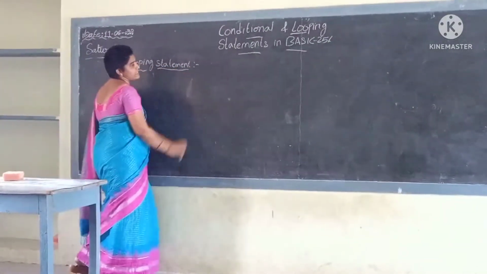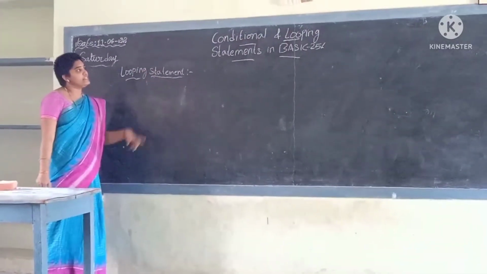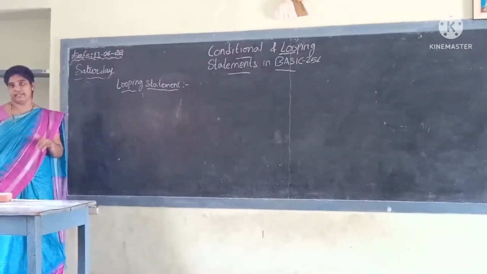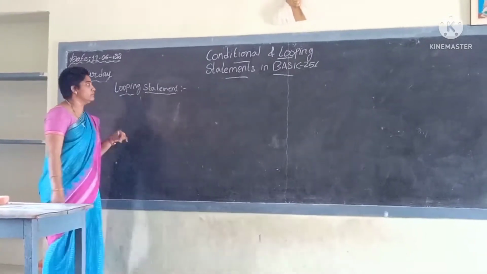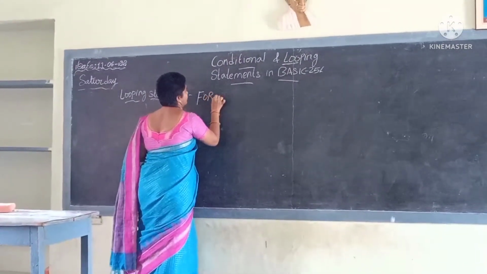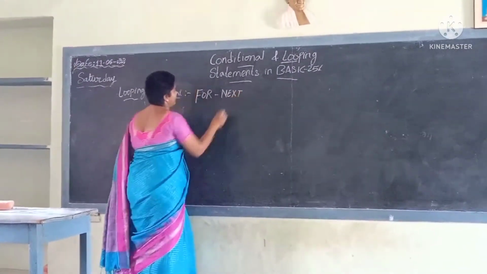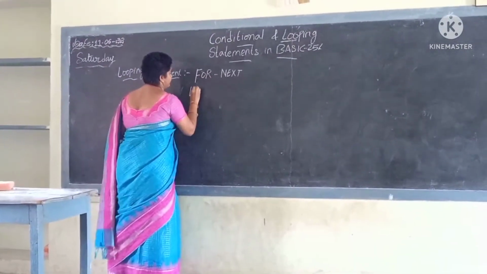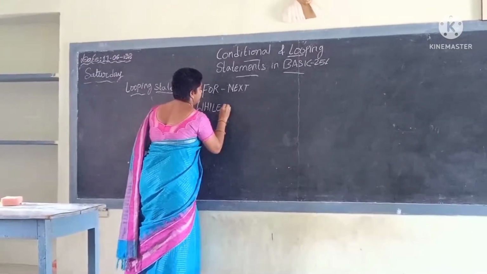Conditional statements are known as control statements. Here looping statements are known as conditional control statements. Looping statements are also two types. One is for next, and one more is while.